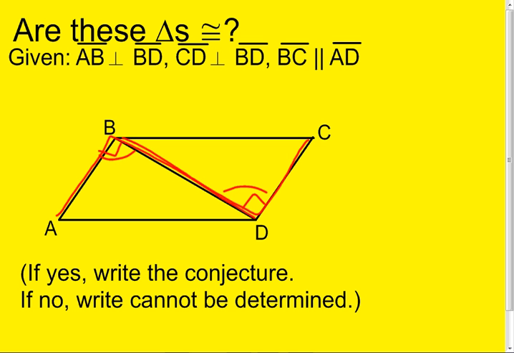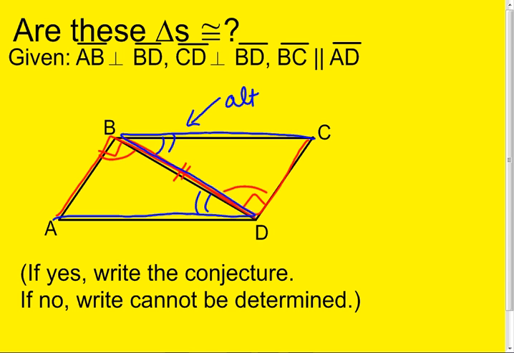Before we get that, what else do I have? They share a side, they share BD. And then BC is parallel to AD. So if I follow this, it's parallel, and I go down the diagonal, so to speak, we have alternate interior angles. What you're going to have to do next week is give me those words. Angle, side, angle.